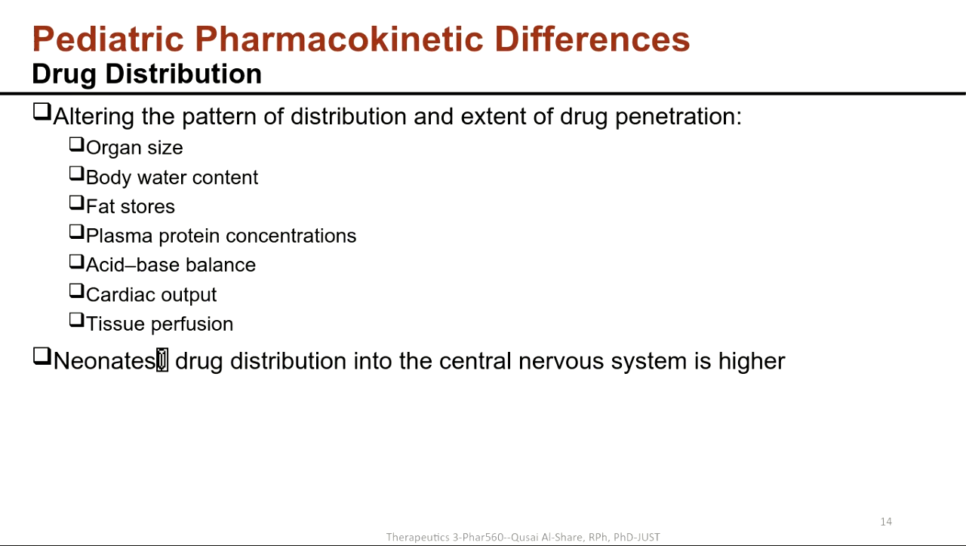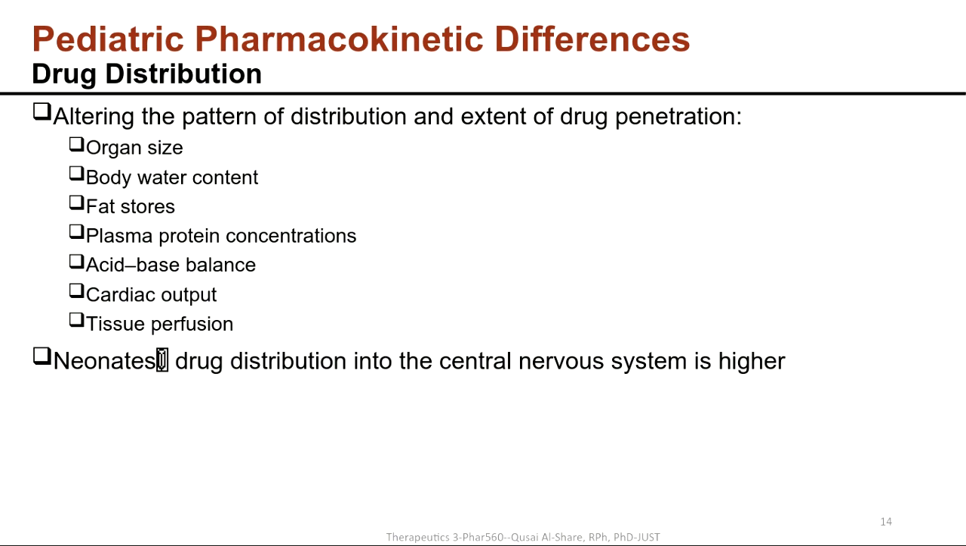Altering the pattern of distribution and extent of drug penetration. So we talked so far about the first component of pharmacokinetics, the absorption. We will move now to distribution of the drug. Imagine a drug has been given via the oral route. It went to the GI tract and got absorbed. The next step is to get distributed in the body.